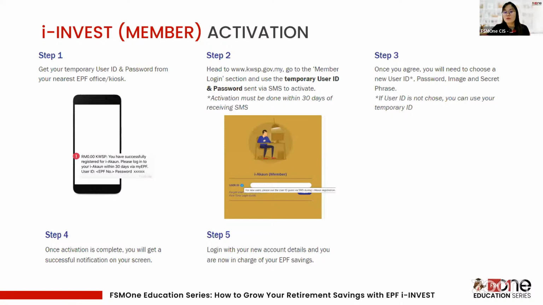So how do we access the portal? We have to register ourselves as an EPF i-INVES member. How to do that? First, step 1, you visit the nearest EPF office or kiosk to register the temporary user ID and password. The password, you'll be sent via SMS to your registered mobile number. And then step 2, you can log in to the KWSP website to insert the temporary user ID and password. And bear in mind that you are required to complete the activation within 30 calendar days of receiving the SMS.